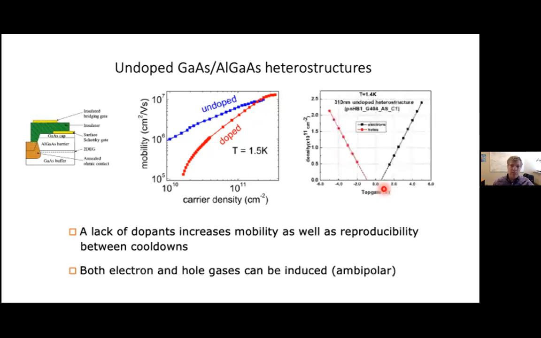Now, the second very important advantage of the undoped heterostructure is that we're not limited to just electrons. By applying a negative top gate voltage, we can instead induce a hole gas. Now there's a bit of a challenge, because the metal ohmic contacts for holes must be made from a different combination of metals. So we use gold beryllium.